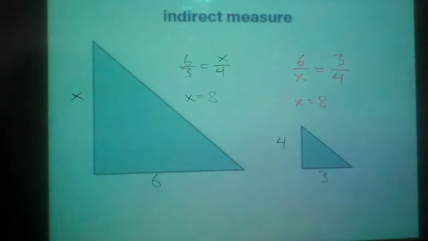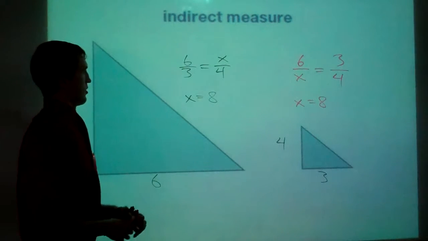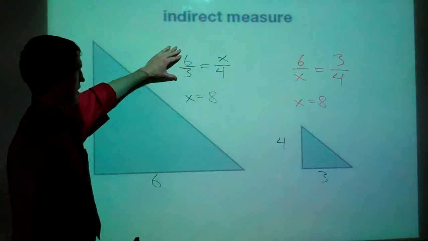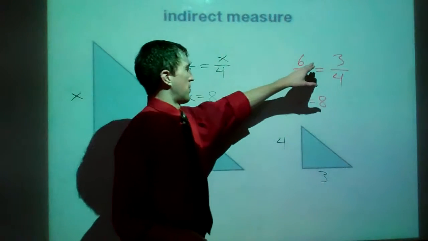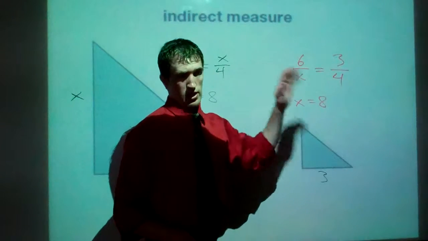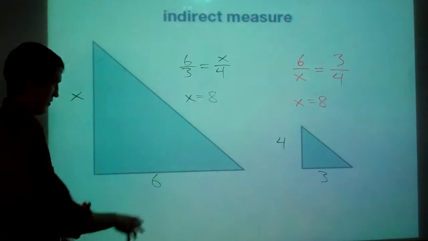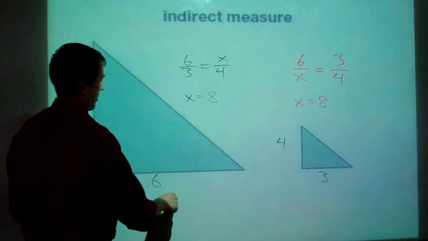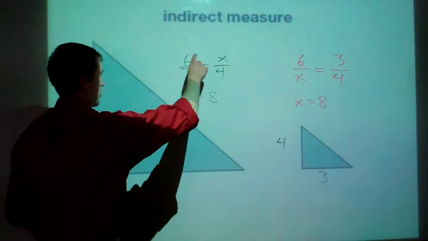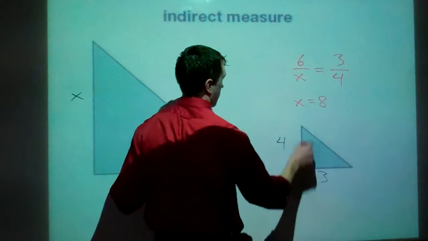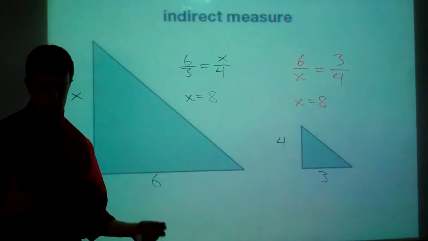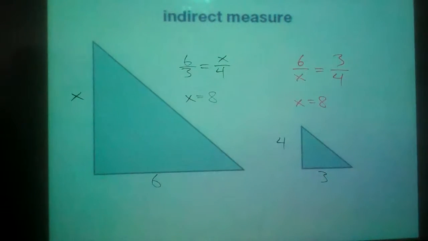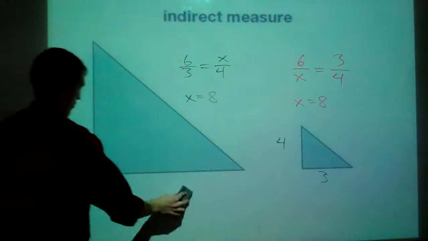So it doesn't matter how you set your ratio up as long as you keep things lined up. So 6 and 3 either have to be directly above and below each other, or they have to be directly across from each other. So we have to keep sides next to each other: 6 and 3 next to each other vertically, or 6 and 3 next to each other horizontally. Same thing with x and 4. So you can set it up however you want, as long as you keep the order in check.